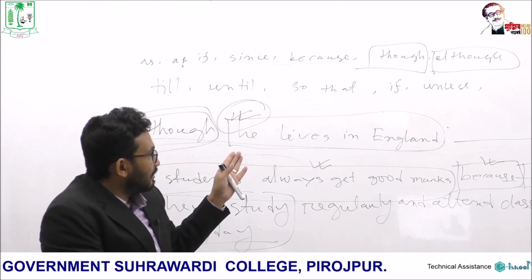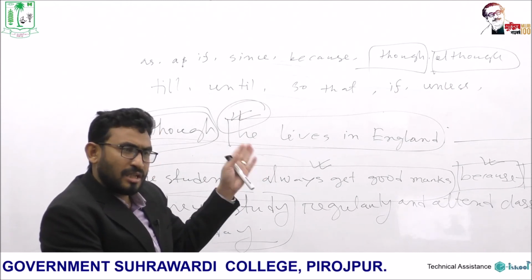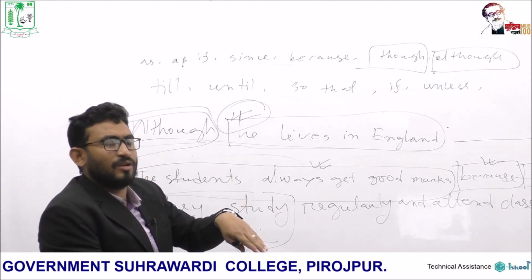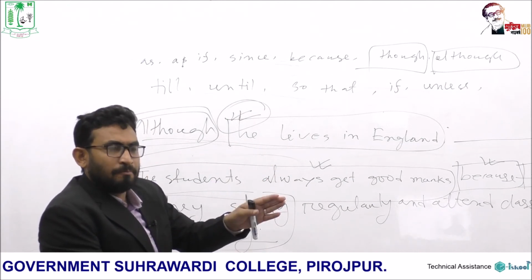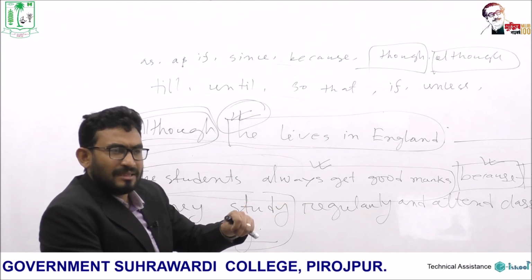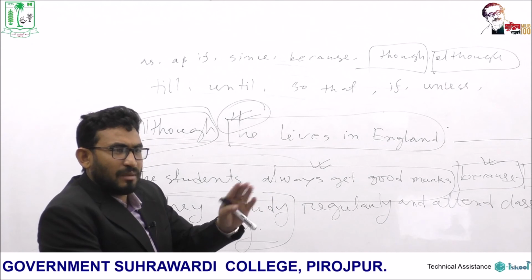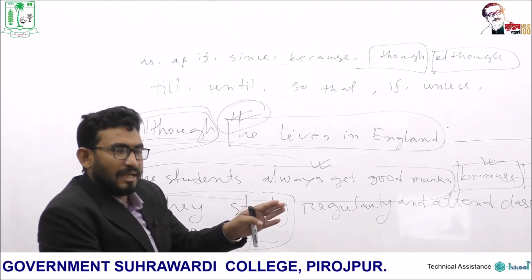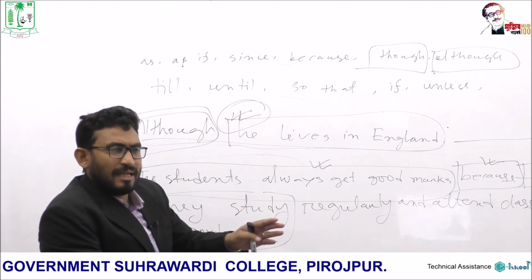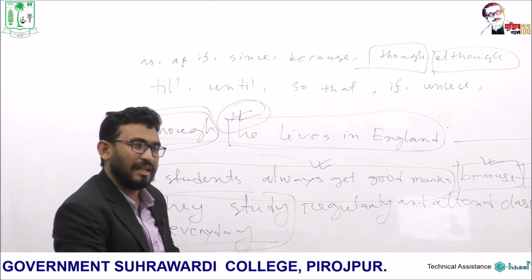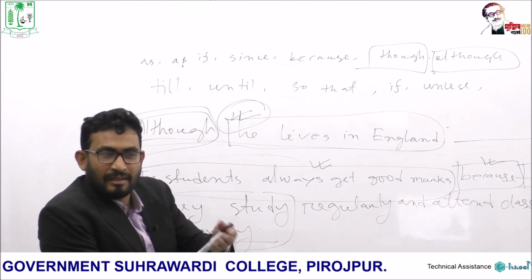That is, the relation of tense between principal clause and subordinate clause in complex sentences, and the semantic relation, that is, relation of meaning between the principal clause and the subordinate clause in complex sentences, in the next classes.